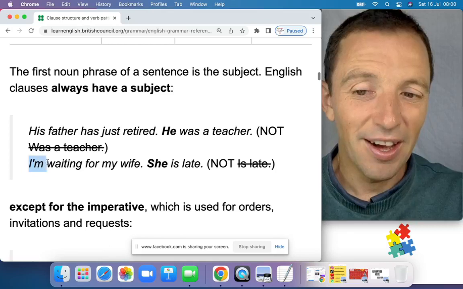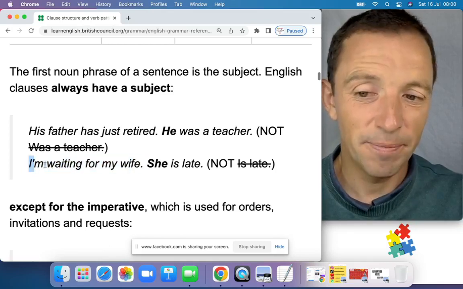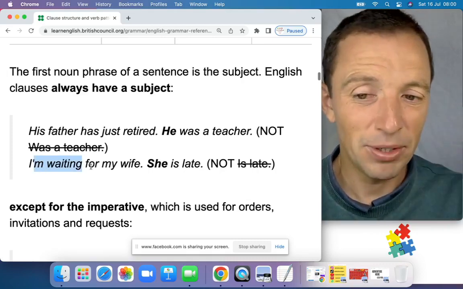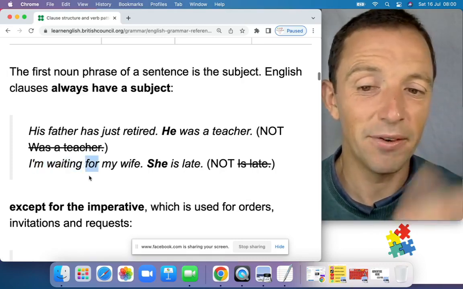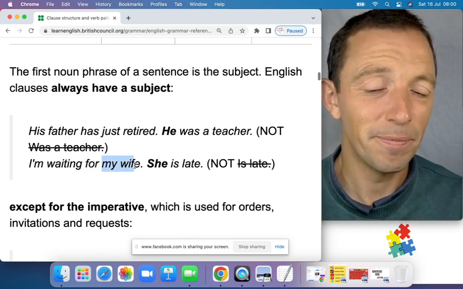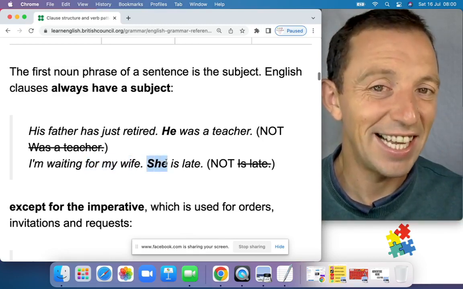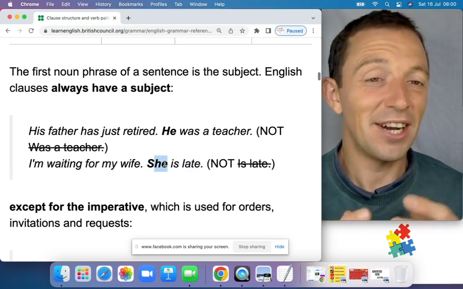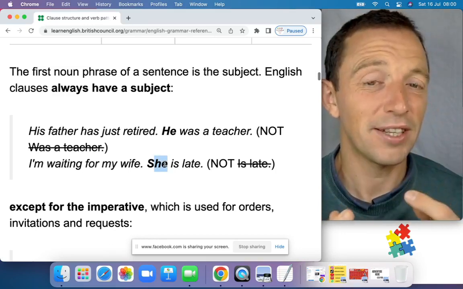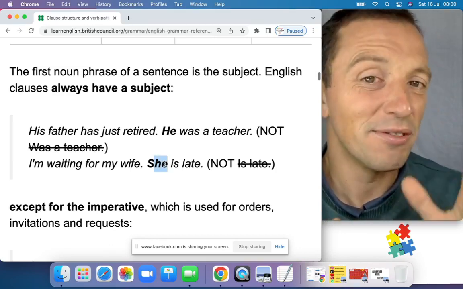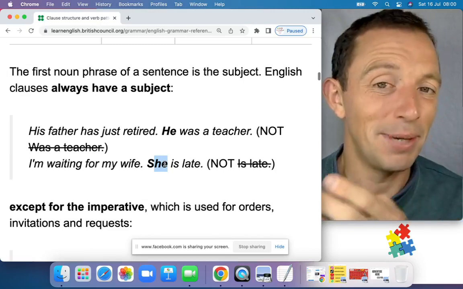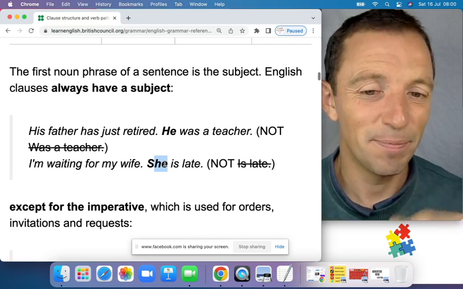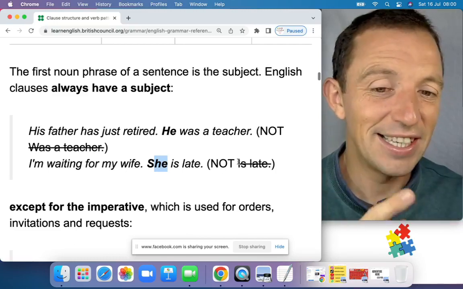Next, I am waiting for my wife. Subject, auxiliary verb to be plus the gerund. This is the present continuous. Preposition, typical with wait, waiting for. Object, my wife. Okay, she is late. Subject, she. The verb to be, adjective, late. So it's necessary in the clause always to have the subject, more or less. There's a little more advanced, sometimes you can remove it, but at the beginning it's good practice and important to include the subject. So she is late, not is late, she is late.